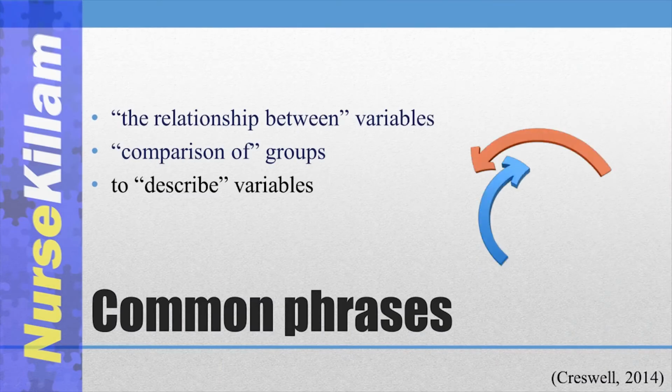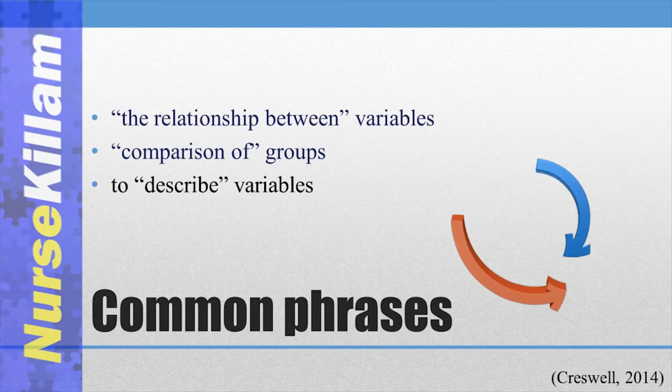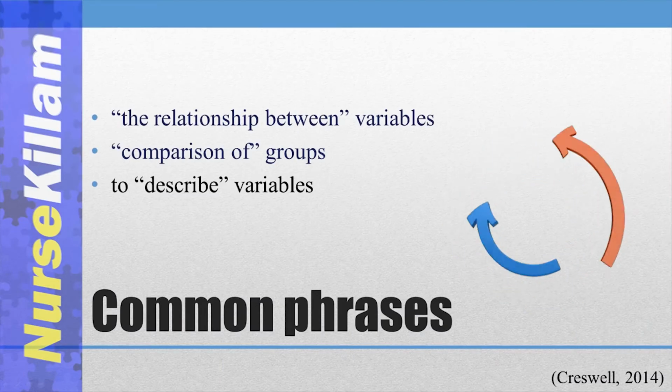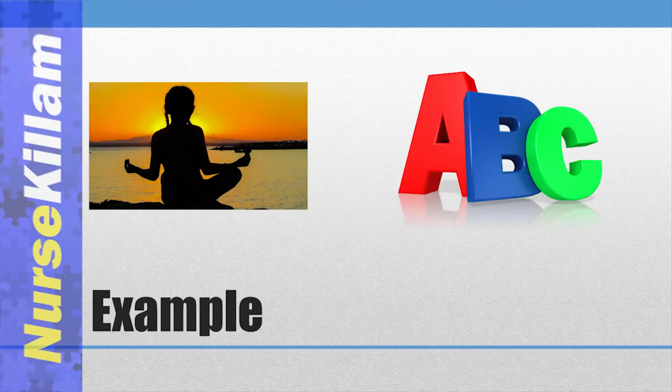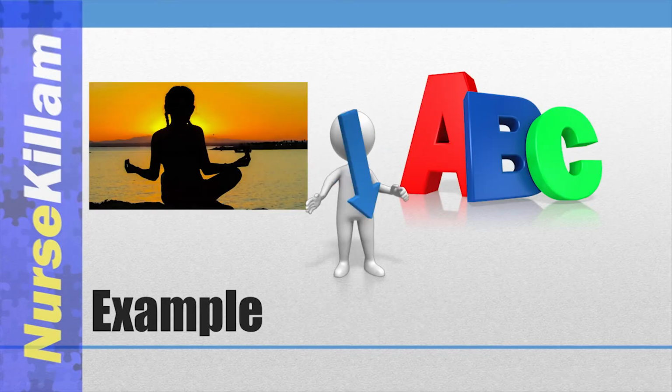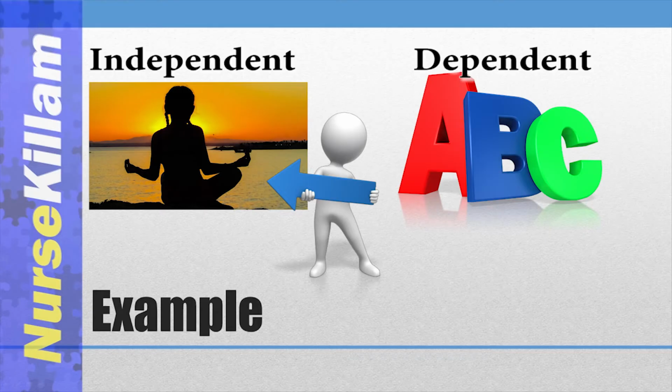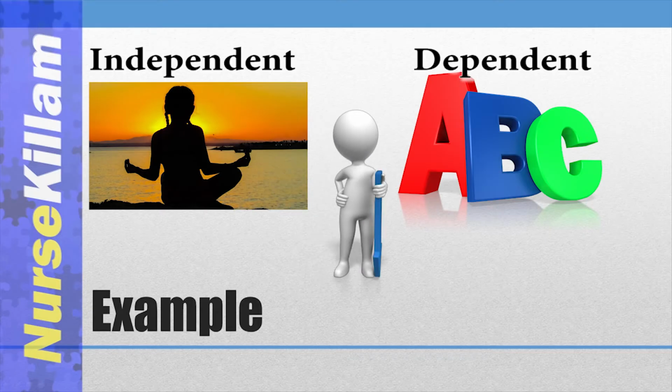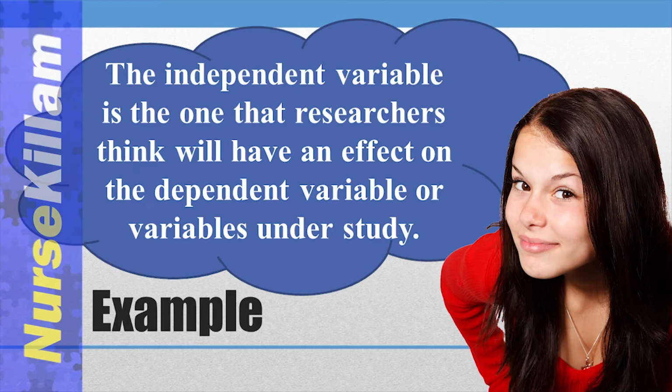If appropriate, any proposed relationship among variables should be stated in the wording of the purpose. In my example, the grades are assumed to depend on meditation. Therefore, my independent variable is the meditation, and the dependent variable, the one that is expected to change, is the student grades.